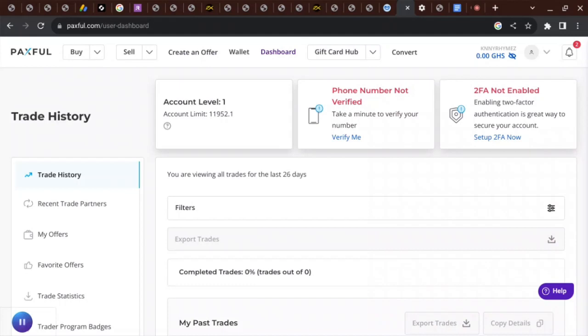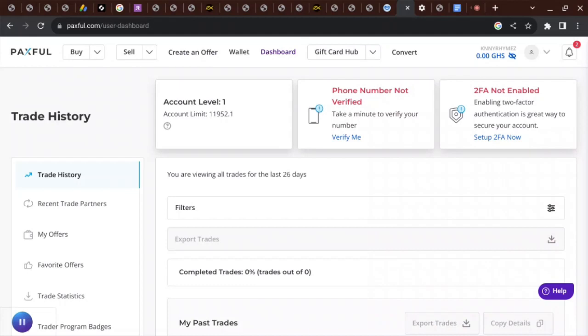After that, you have to enable two-factor authentication. The reason why you have to enable this is because if you don't, you may end up losing your money. So it's advisable that you always enable this, so that if something goes wrong, you can retrieve your money back. I'm advising you to enable this, or you may end up losing your money to scammers.